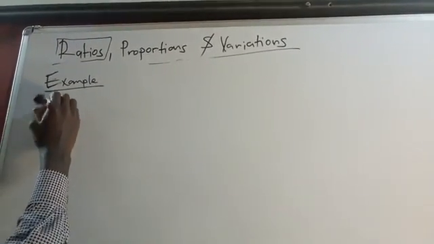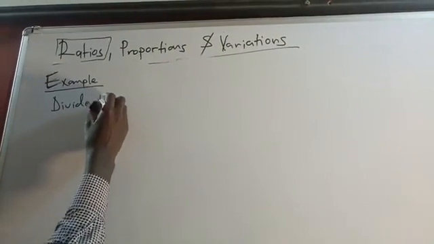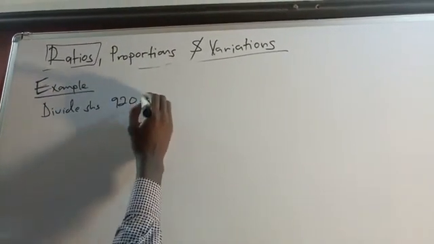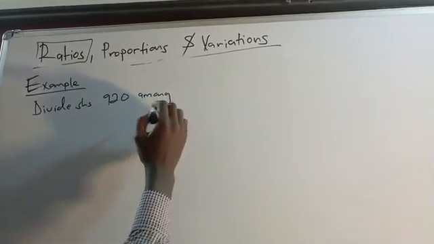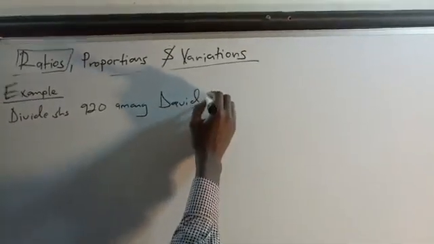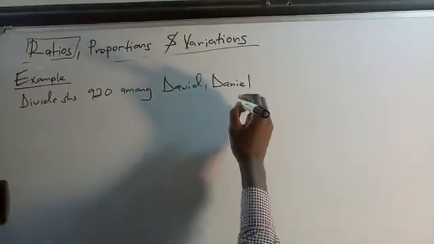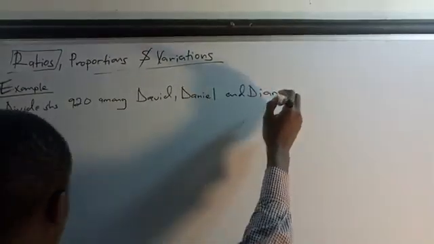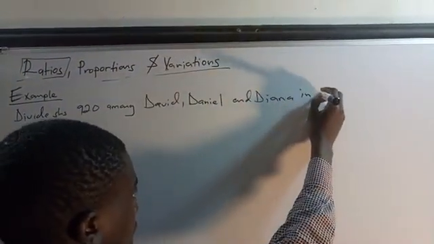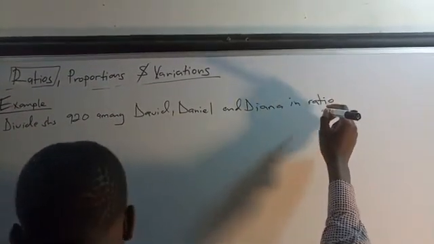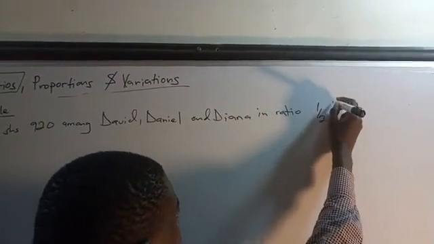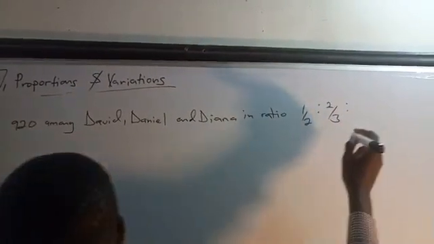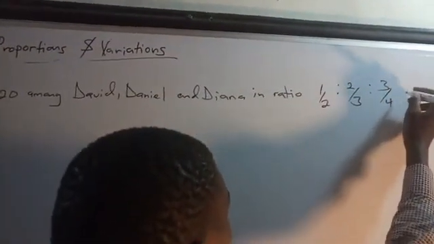We say that divide shillings 9,250 among David, Daniel, and Diana, in the ratio a half to 2/3 to 3/4 respectively.